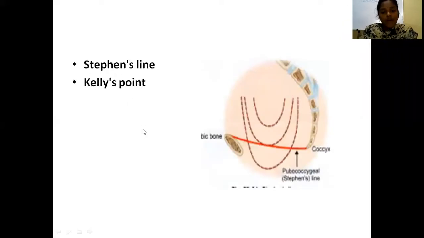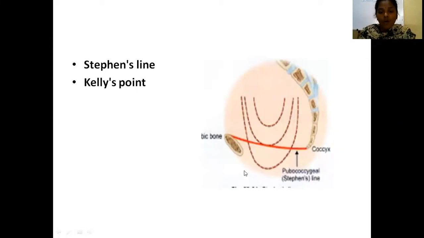In this invertogram, you have to learn about 2 other points: Stephen's line and Kelly's point. What is Stephen's line? Stephen's line is nothing but a line connecting the coccyx and the pubis. That is, the pubococcygeal line is Stephen's line. The other one is Kelly's point. Kelly's point is nothing but the point at which the ischial spine lies.